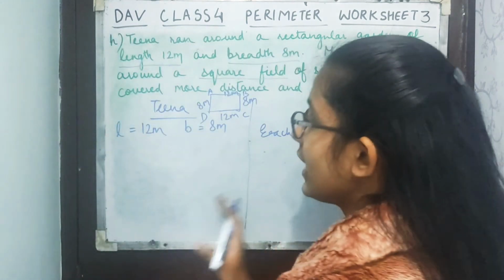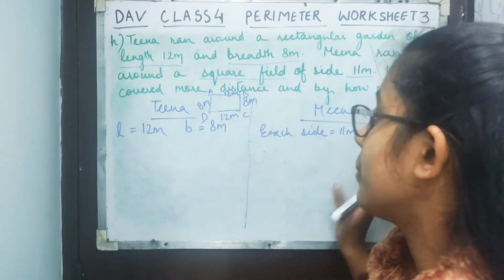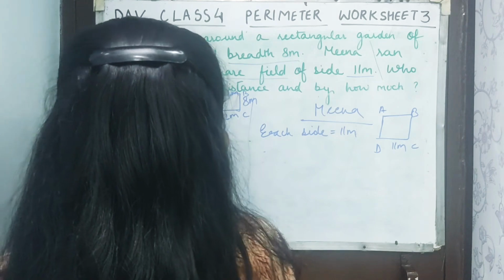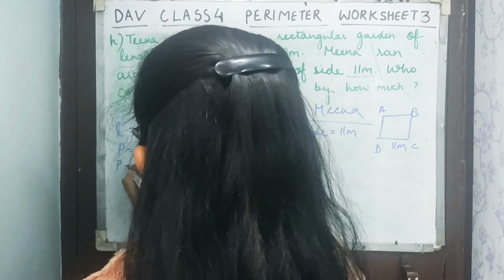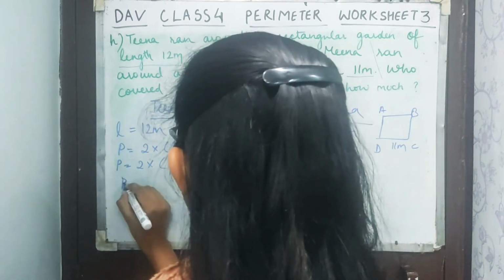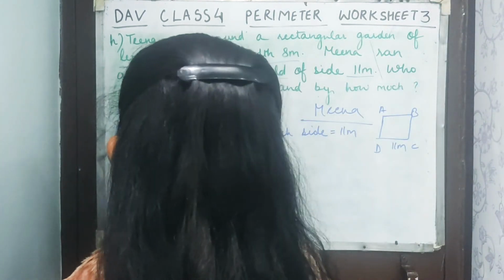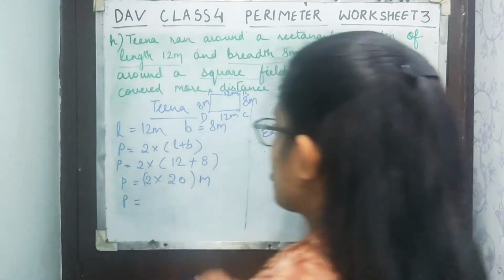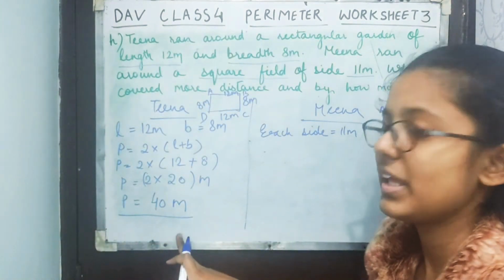Now we have to find who covered more distance and by how much. So first find who covered more distance. Perimeter is equal to 2 into L plus B. First I am doing Tina, the rectangular garden. So perimeter will be 2 into length, which is 12, plus breadth, which is 8, that is 20. And the unit is what? Meter. Now perimeter is equal to 2 into 20, which is 40 meter. So here I am getting the perimeter 40.